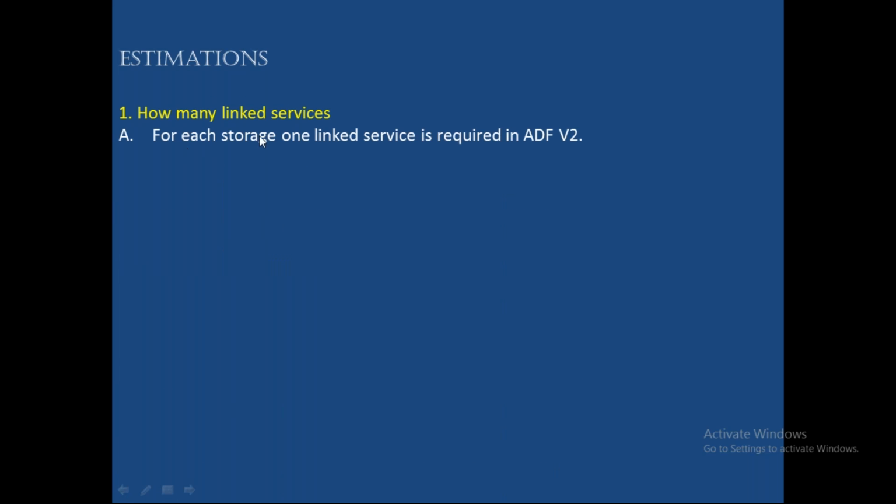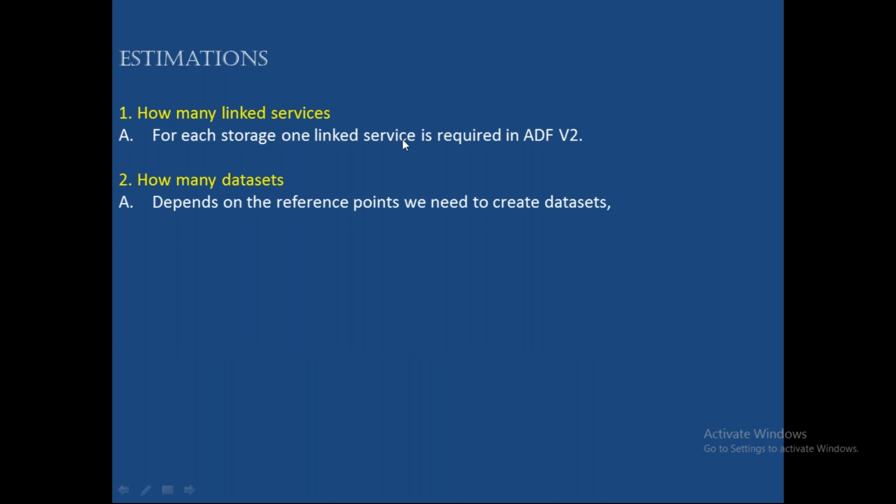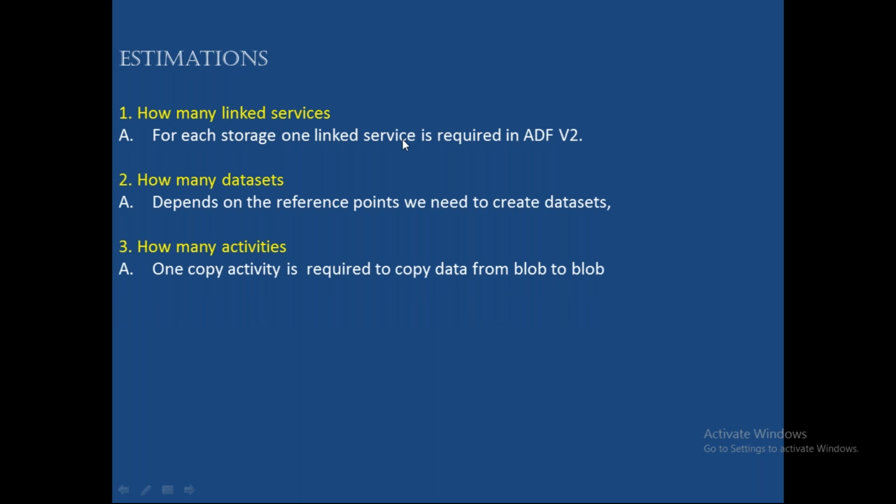Estimations: we know we need to create one linked service for each storage or any data RDBMS systems, for each resource, one linked service. As we are going to use a single storage, one linked service is enough. How many data sets? Multiple activities I'm going to use, so I need to create multiple data sets as per the reference points. If I want to refer to the metadata folder, I need to create a separate data set. If I want to refer to another folder, I need to create a separate data set. How many activities? One copy activity is required to copy data from blob storage, but if you have other conditions, then you are going to use other activities. One pipeline I will use.